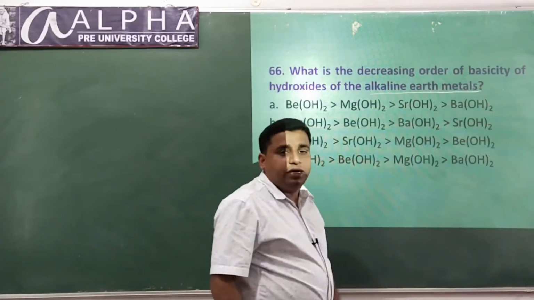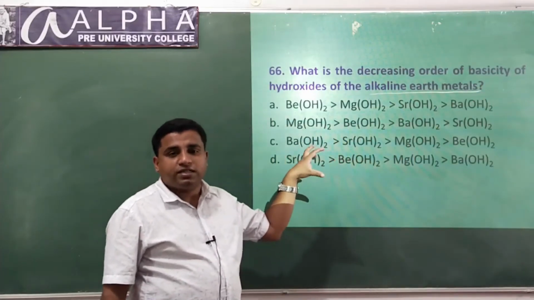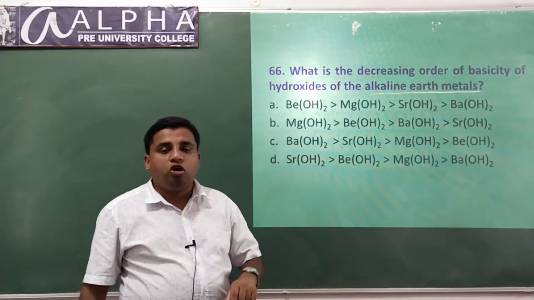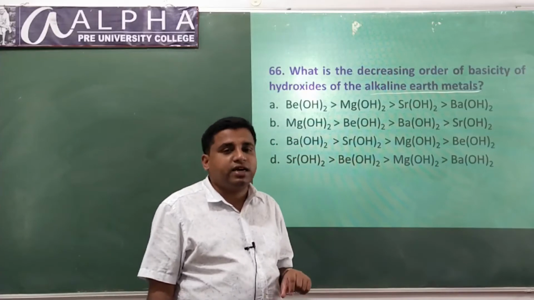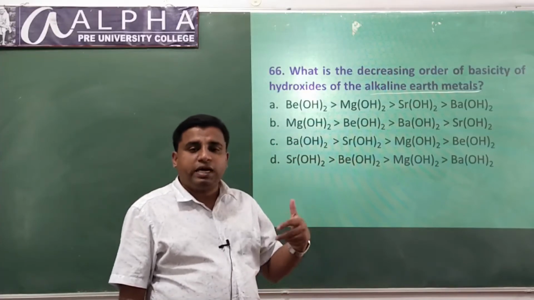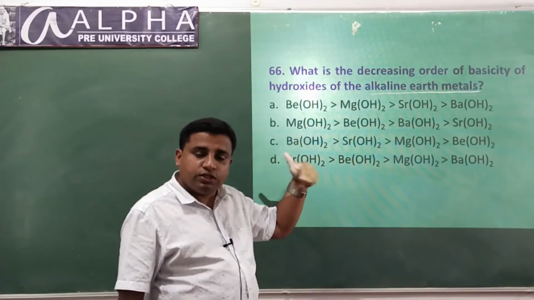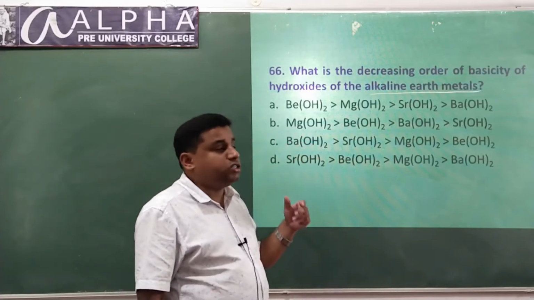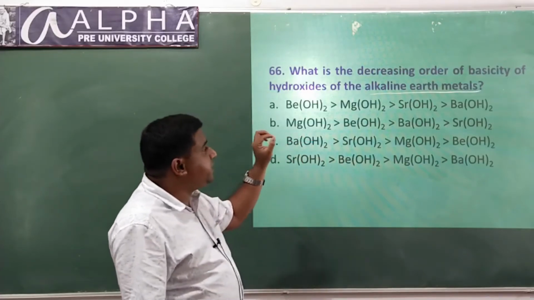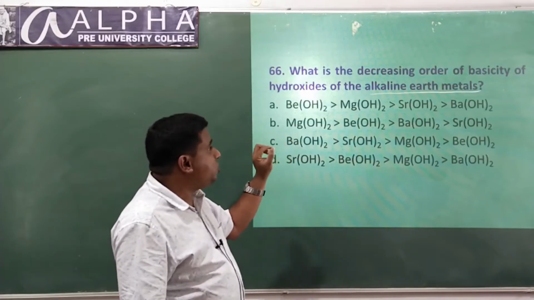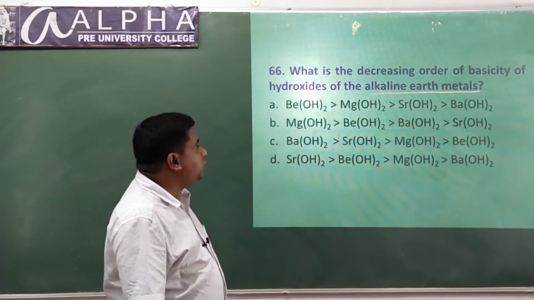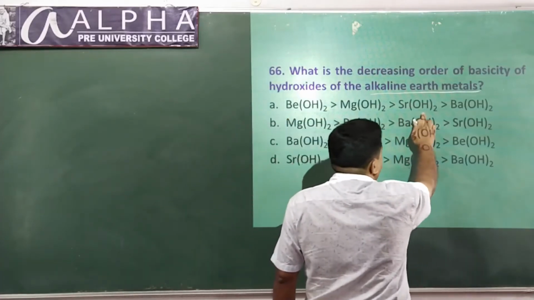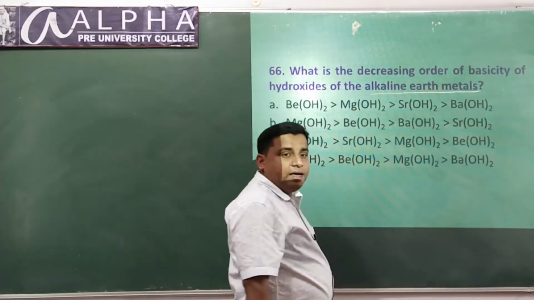See students, actually this question has to be discussed under S block elements. That is, we have a separate chapter called S block elements in 11th standard. We could discuss this type of question in that chapter, but no problem, let us finish it here itself. What is the decreasing order of basicity of hydroxides of alkaline earth metals? We have beryllium hydroxide, magnesium hydroxide, strontium hydroxide and barium hydroxide.